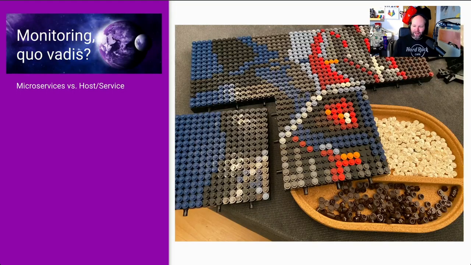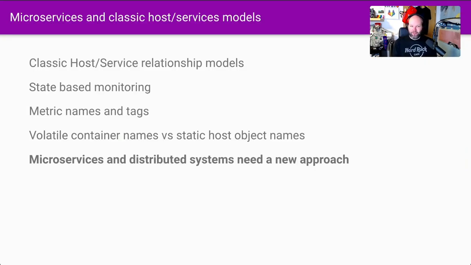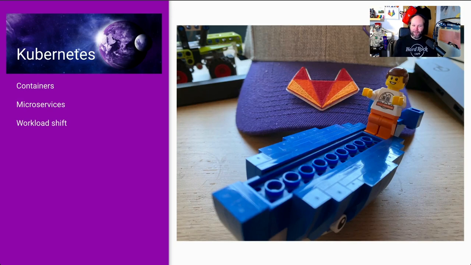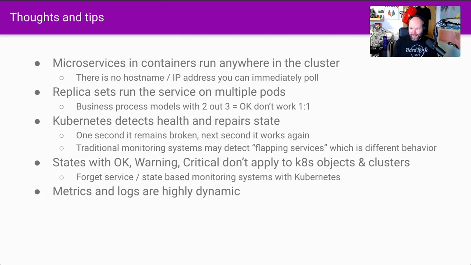When it comes to monitoring, we first need to understand that we need to change from the traditional host and service objects monitoring. We had state-based monitoring with Nagios back then, and with metric names, tags, volatile container names coming up, we needed to understand that microservices and distributed systems need a new approach in monitoring. And this is what we want to dive into today. We have Kubernetes, containers, and microservices, so how can we monitor that?